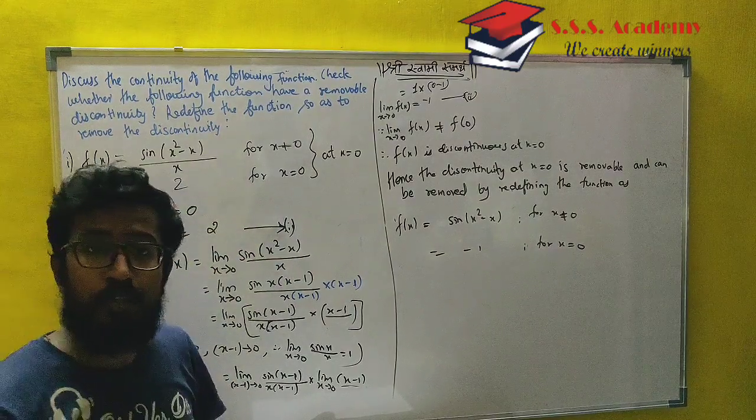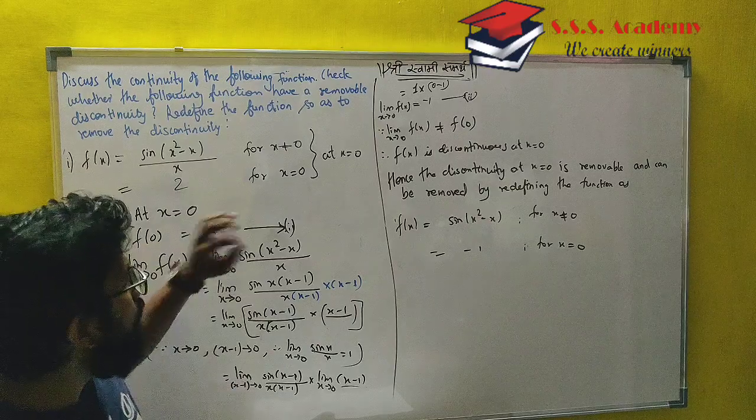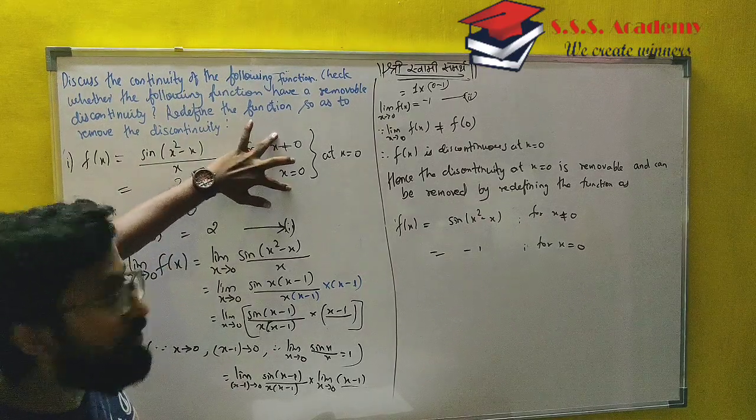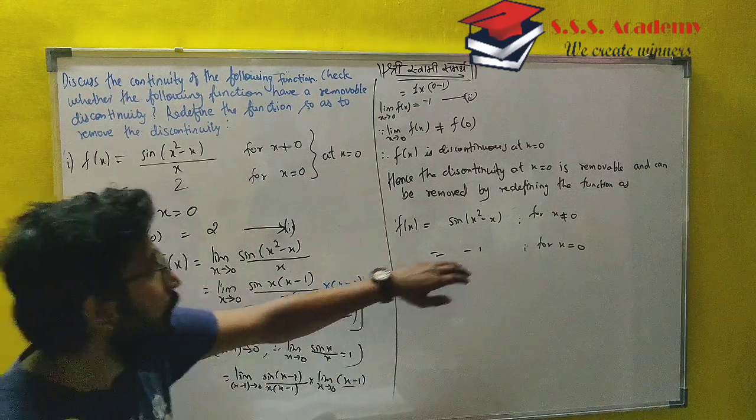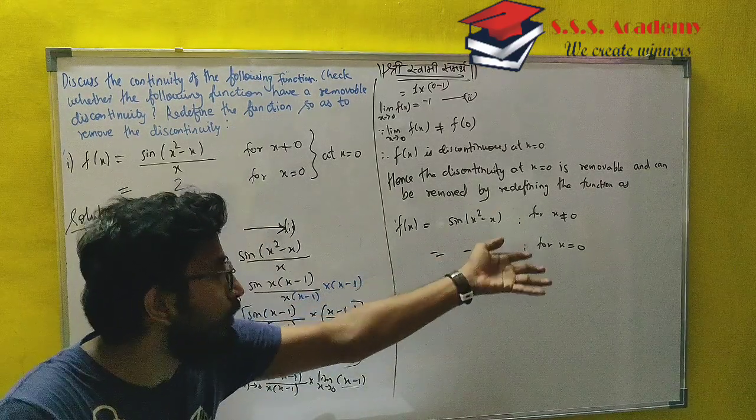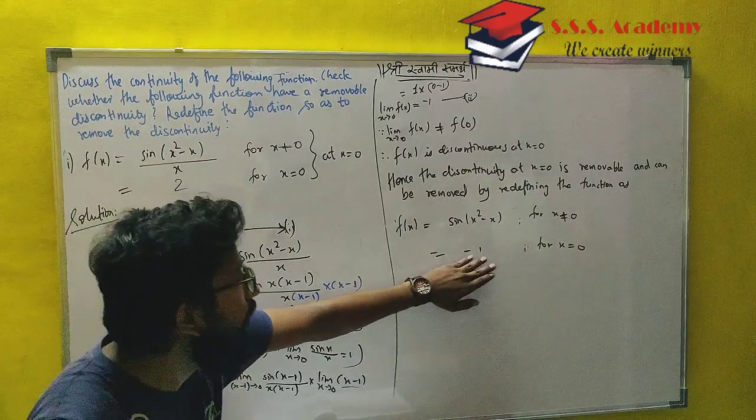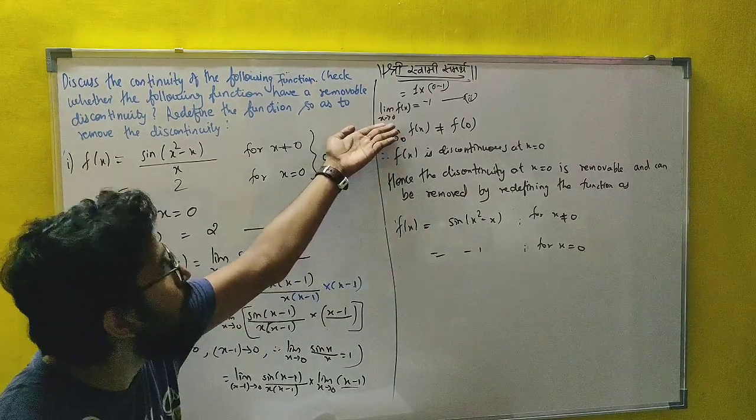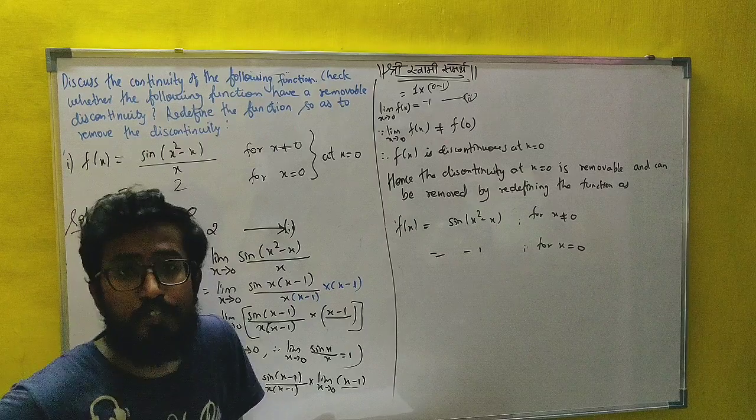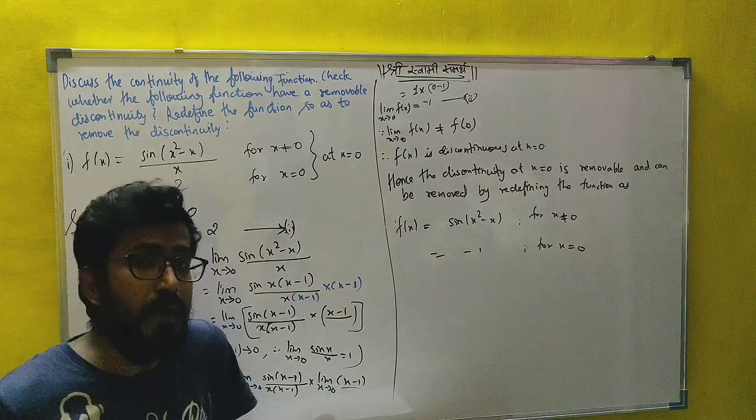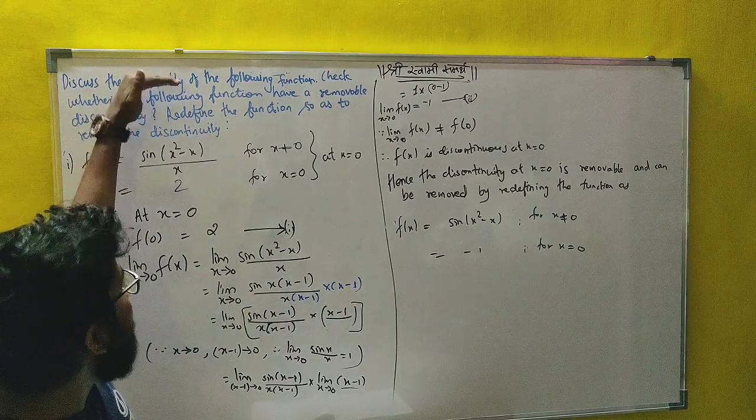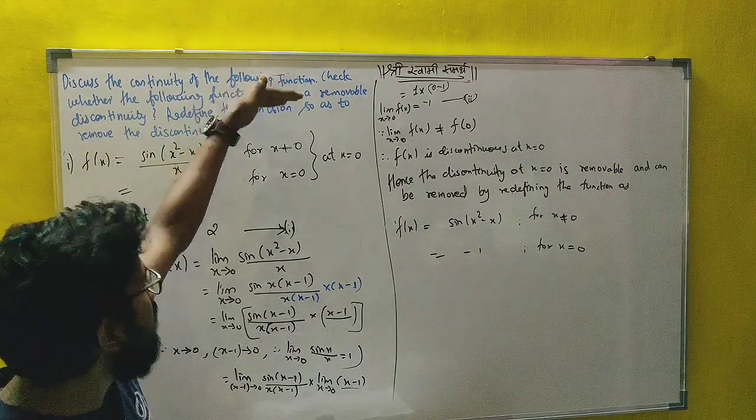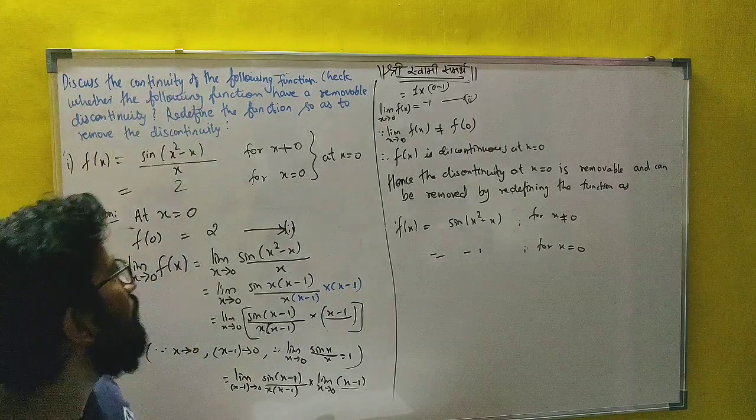So removable discontinuity is only applicable for equals to, not equals to type functions, and to redefine, for x equals 0 or any value, we have to write the value we get on solving the limit of the function. In this manner we checked the discontinuity, how to remove it, and redefine it.